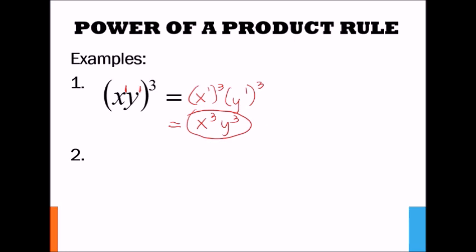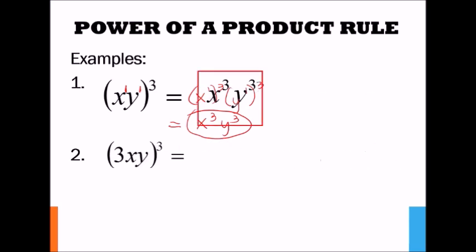Next, for number 2, if you have a numerical coefficient there, of course it has an exponent of 1. That means you also have to apply the outer exponent to it. So, 3 to the first, raised to the third, becomes 3 cubed, and x to the first, raised to the third, and y to the first, raised to the third, like the previous one. So, therefore, we will have 3 to the third power, x to the third power, and y to the third.